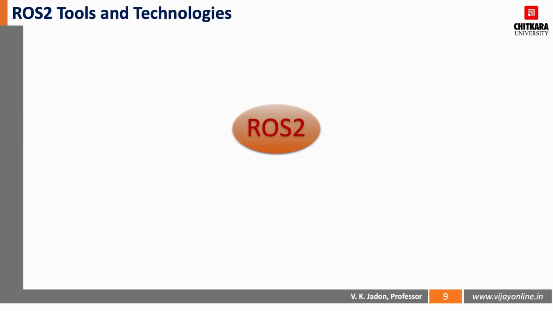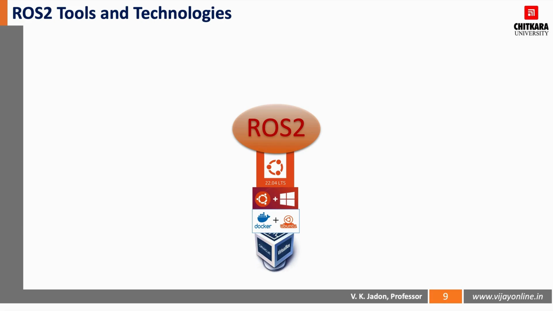ROS2 provides all the necessary libraries, tools, and frameworks to build and run robotic applications. This includes core functionalities like communication tools, visualization tools, and support for real-time systems. We will be using Ubuntu 22.04. This provides a stable and compatible environment for running ROS2, with the added benefit of strong community support.